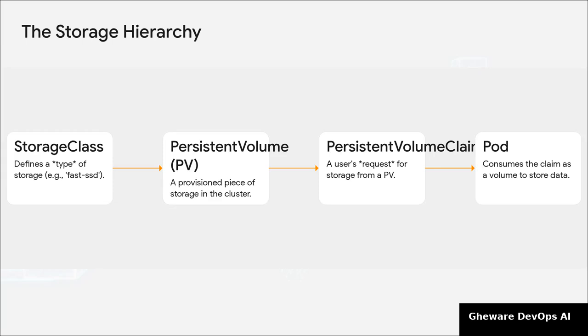The key is to understand this hierarchy. It all starts with a storage class, which defines types of storage, like fast SSD or cheap and slow. An admin then provisions a persistent volume, or PV. That's the actual block of storage. A developer then comes along and requests that storage with a persistent volume claim, or PVC. And finally, the pod consumes that claim, mounting it as a volume to store its data.